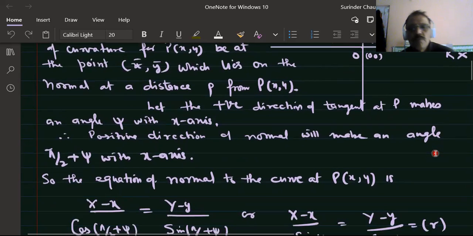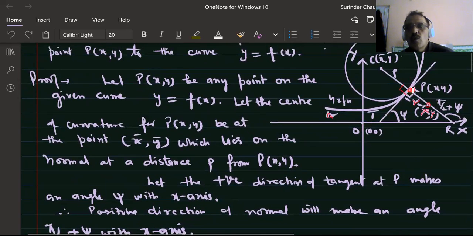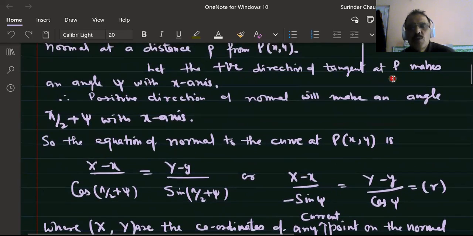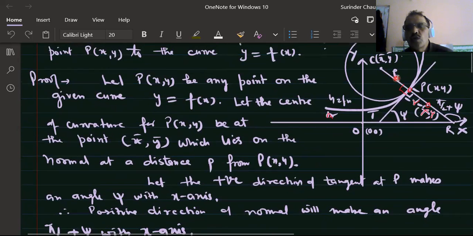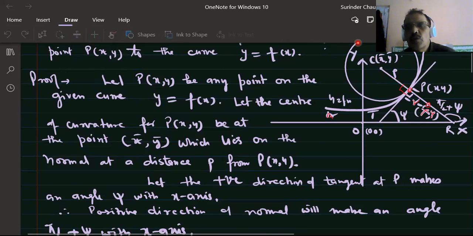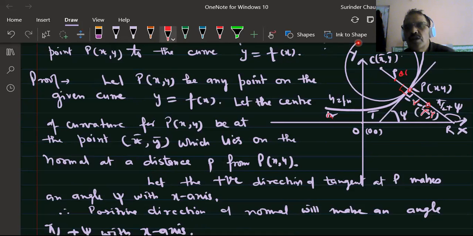Now the equation of the normal at point P. Let us suppose any current point Q on the normal has coordinates capital X and capital Y, and is at a distance r from P. We can write the equation of the normal by equating the slope.